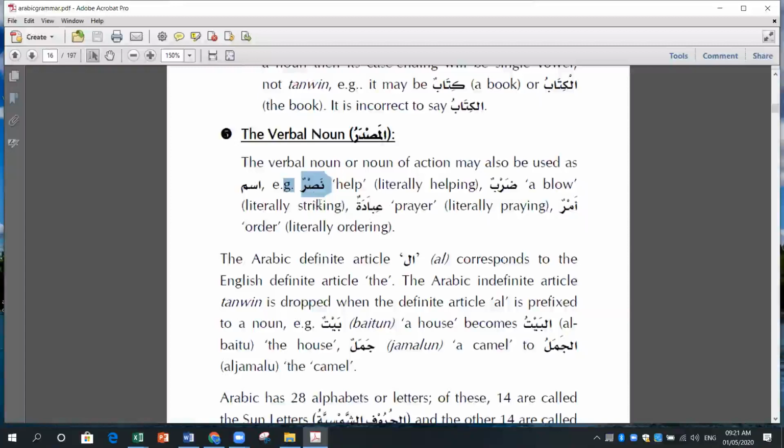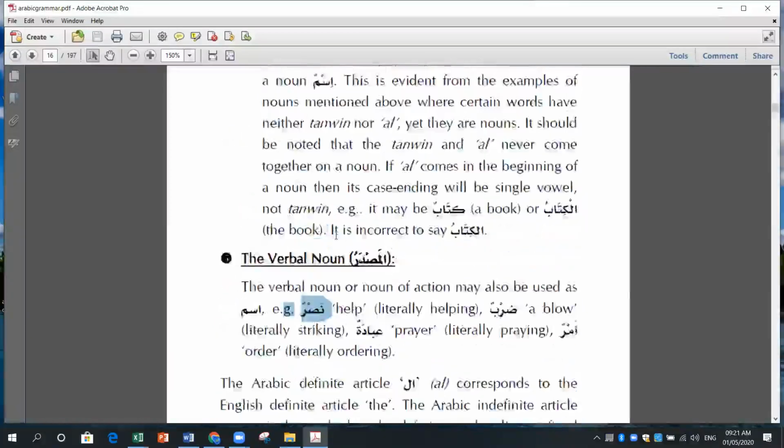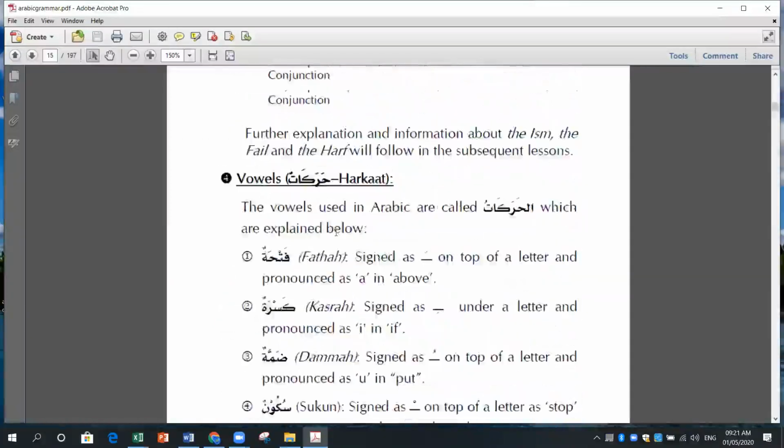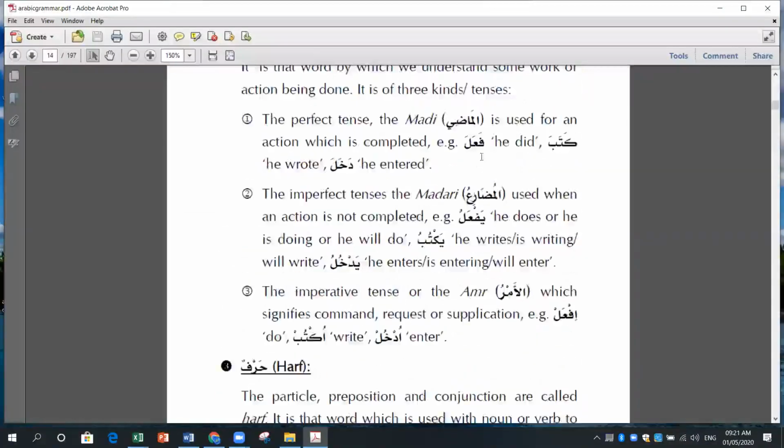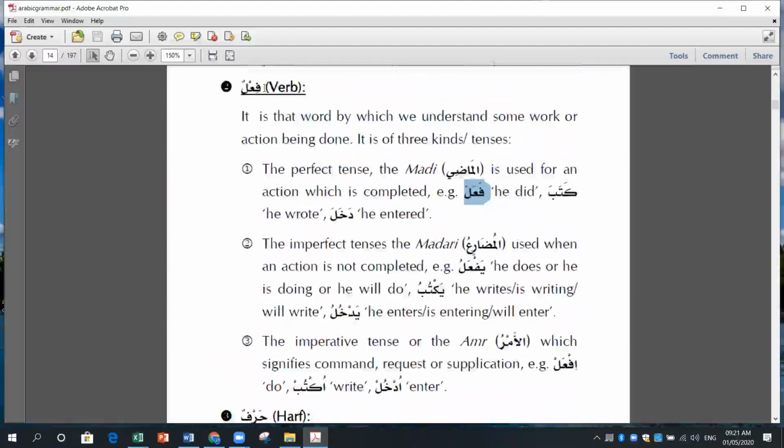But if I now put it in the scale of a verb, for example, the three scales, if I say nasara, then it will become a verb. Nasara, he helped. I hope you got it. So with the change of movement, like here it was fi'lun. Fi'lun was the name of a verb.